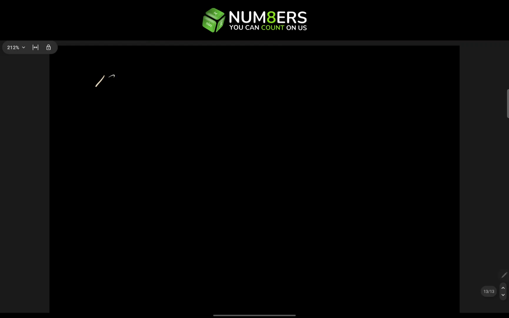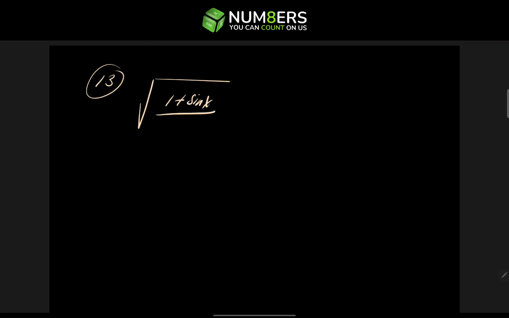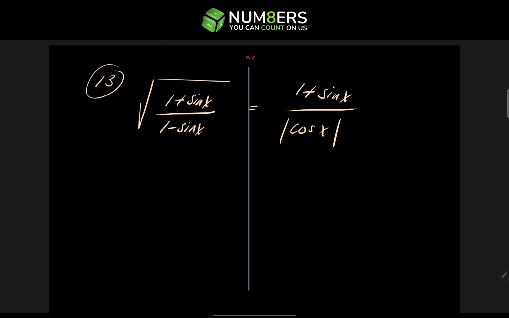Okay guys, for question number 13, let's do square root of (1 plus sine x over 1 minus sine x) is equal to (1 plus sine x) over the absolute value of cosine of x. Let's put the line in the middle.